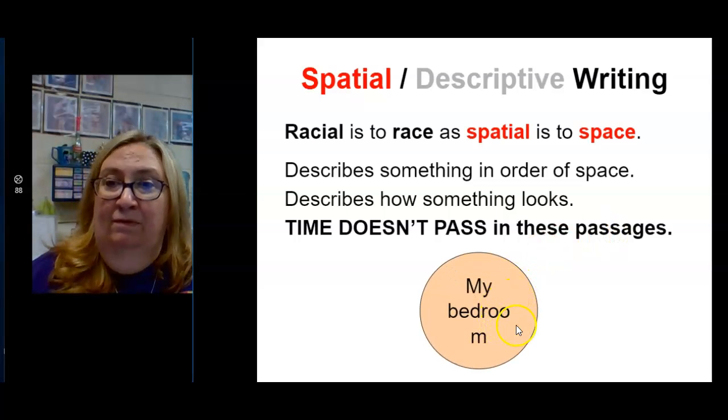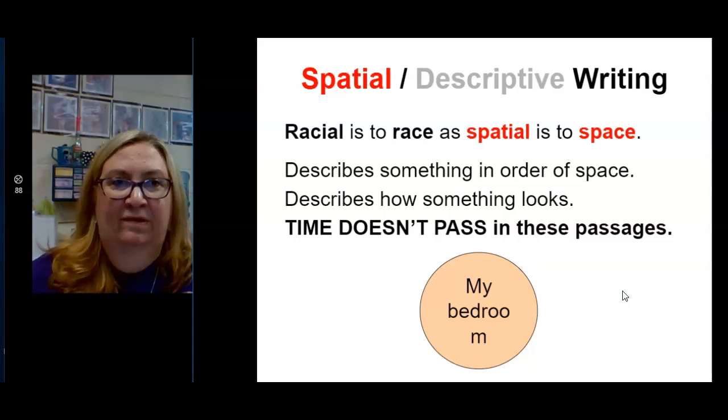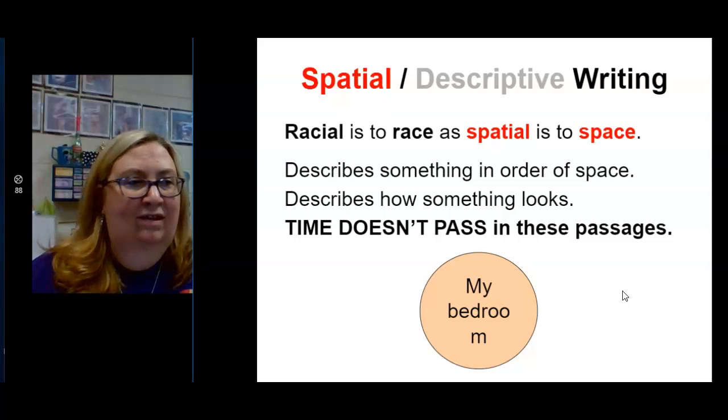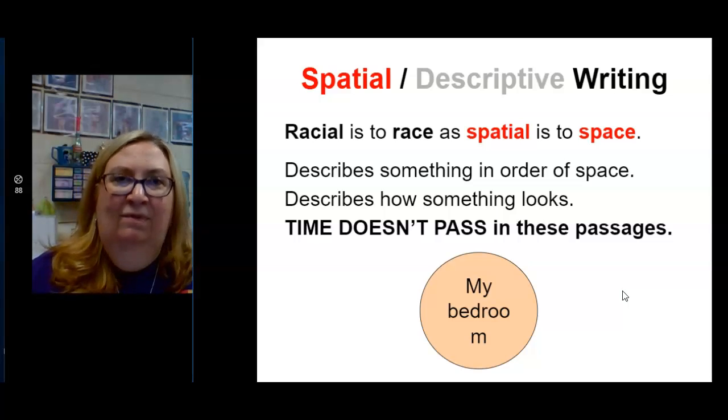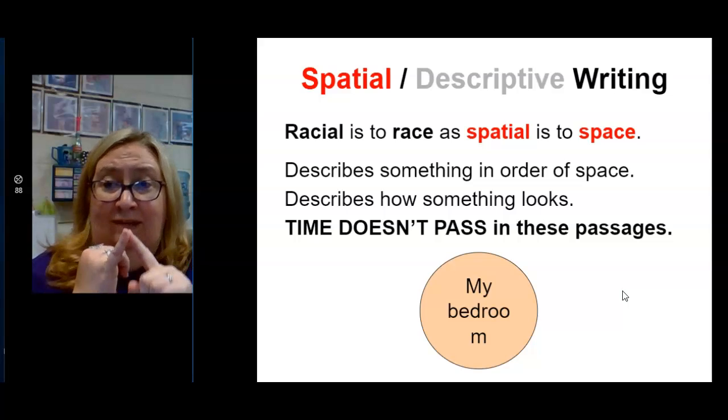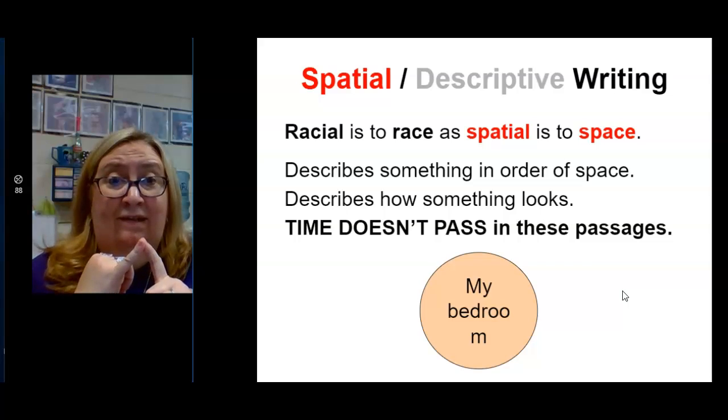And oh, remember this? When we did the time map of our bedrooms, not the time map, the descriptive map of our bedrooms, and you had to come up with 15 different things to tell me about in your bedroom, time didn't pass. There wasn't a beginning, a middle, and an end. There wasn't one action that affected another action or caused another action. It was simply a description of your room. That was descriptive writing.